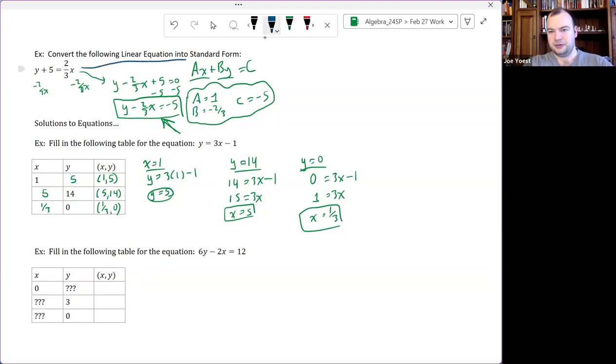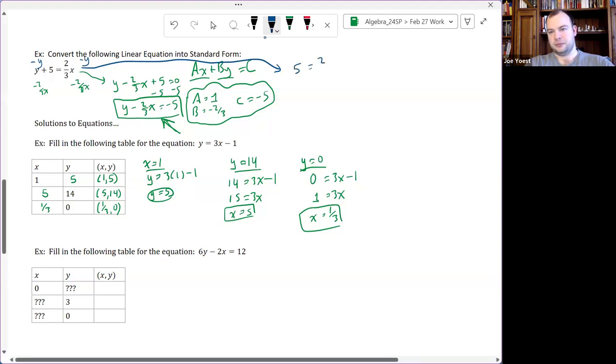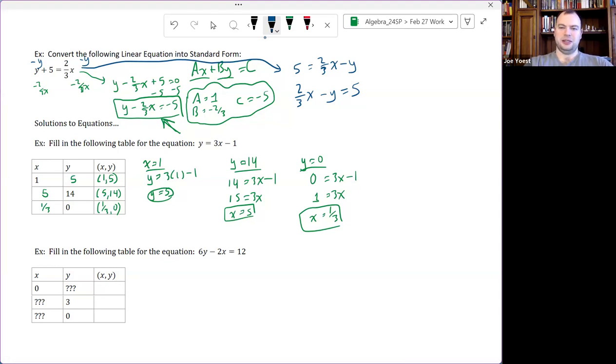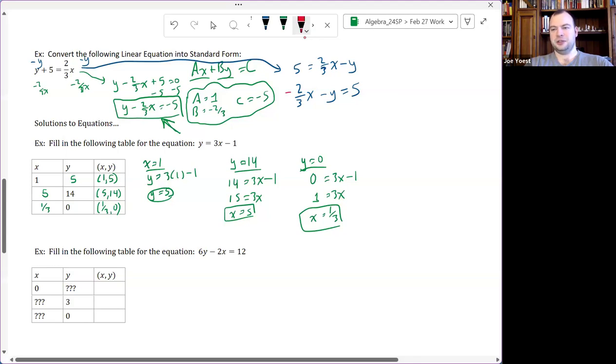Something you may have done is you may have taken a different approach. Like I said, what if I subtracted y from both sides? Or what if I had gotten 2/3 x minus y equals 5? Is this wrong somehow? Well, no, it would just be a slightly different version of the standard form, right? If I multiply both sides by -1, which I could definitely do, I would get -2/3 x plus y equals -5. That's what I have over here.